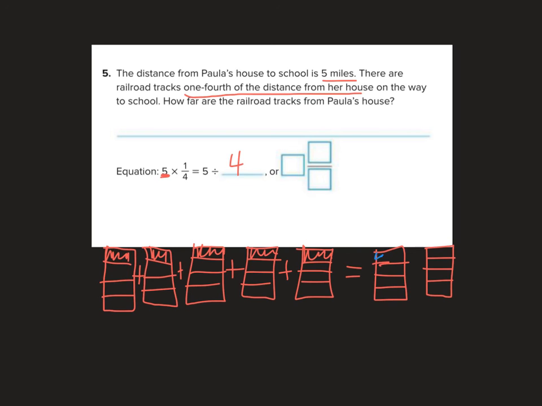So if I'm coloring in 1, 2, 3, 4, 5 of them, notice I have 1 whole, and this picture shows 1 out of 4 pieces colored. So that means my answer is 1 and 1/4. So our answer would be 1 and 1/4 miles. I do see that we're kind of forgetting our units or our labels, so let's make sure we don't forget that.